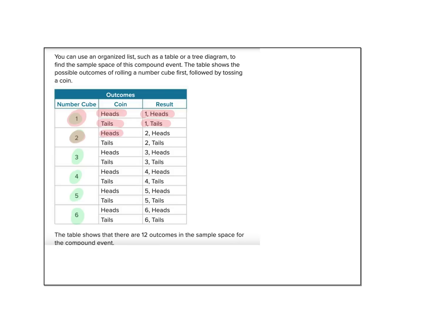Or I could get a 2 and a heads or a 2 and a tails. So 2 heads, 2 tails. Or I could get a 3 and a heads or a 3 and a tails. You see how I'm listing those out? A 4 and a heads, a 4 and a tails. So this is one way to list all the different outcomes.